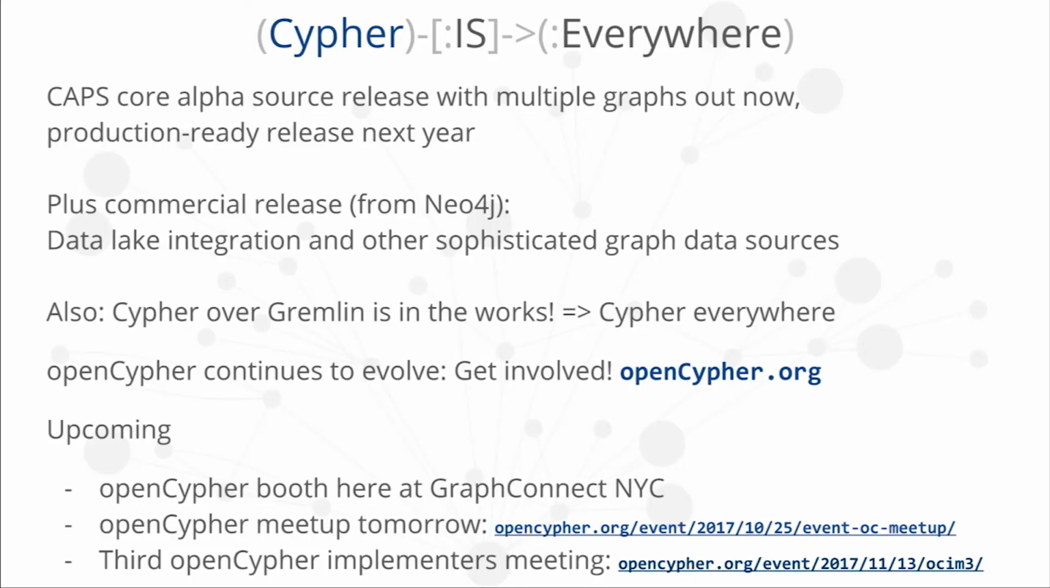Summary slide, right? CAPS core alpha source releases out with multiple graphs for Christmas, right? Production ready sometime next year. Of course, we will also do commercial companion products, right? Data lake integration and other sophisticated graph data sources, right? That will come from Neo. And also Cypher programming is in the works. So Cypher is really emerging everywhere. And of course, it continues to evolve through the openCypher process.